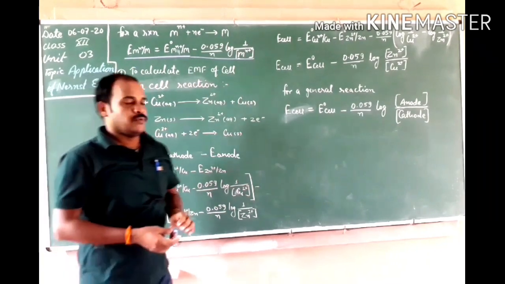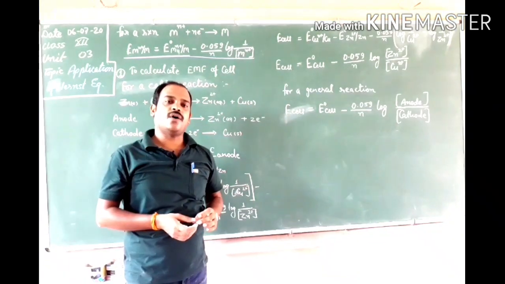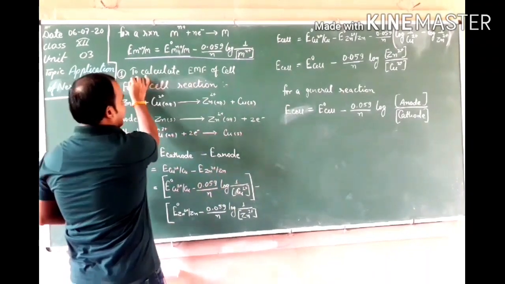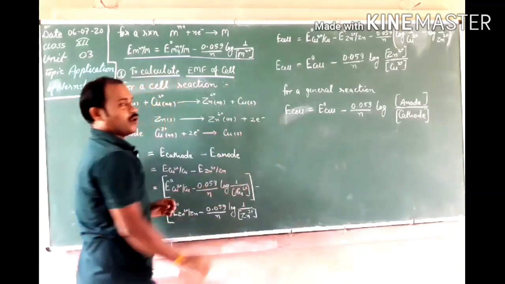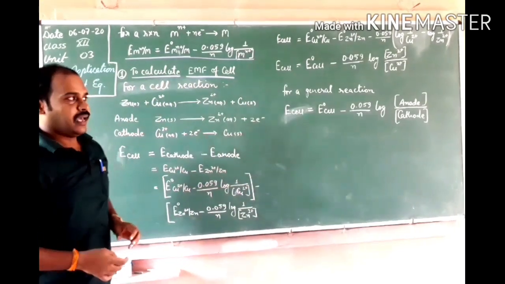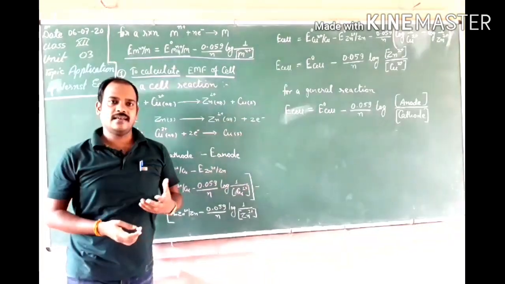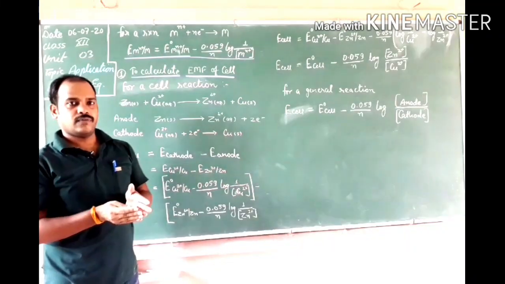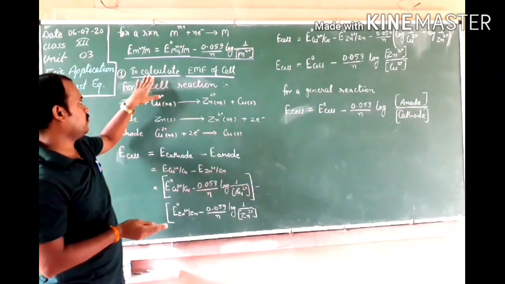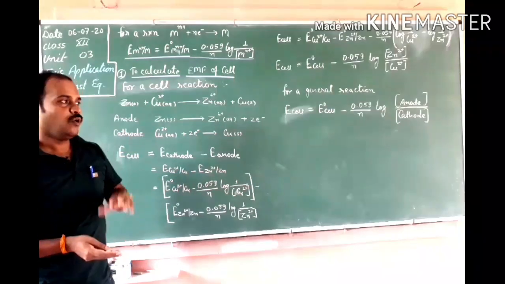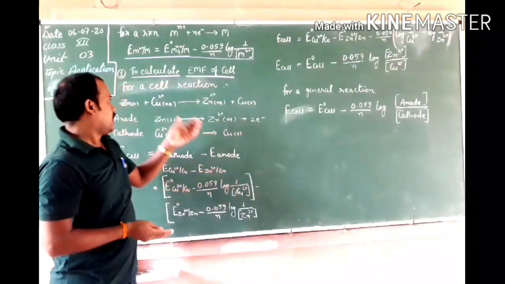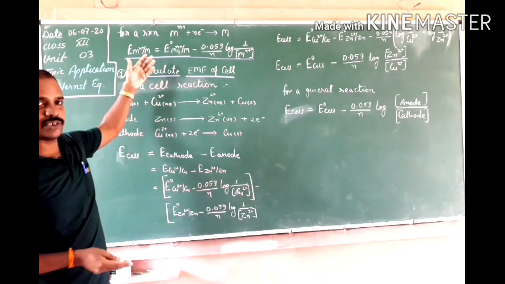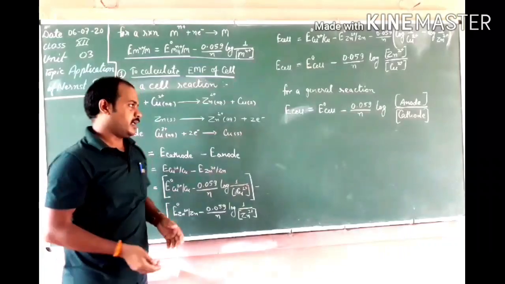So today we will discuss the application of Nernst equation. First application is to calculate the EMF of a complete cell. As you know, a complete cell means when two half cells are connected via a salt bridge, then they form a complete cell. For that complete cell, how can we calculate electrode potential? By using Nernst equation, we can calculate that electrode potential.